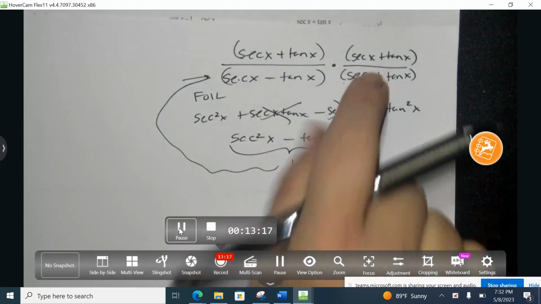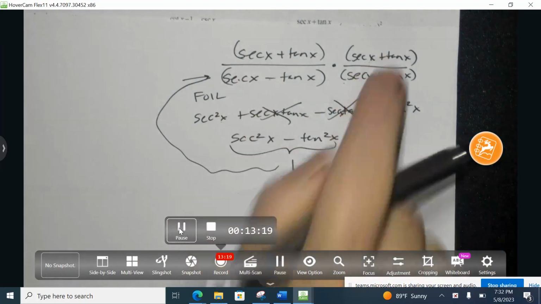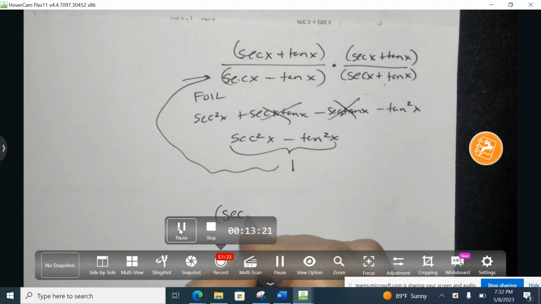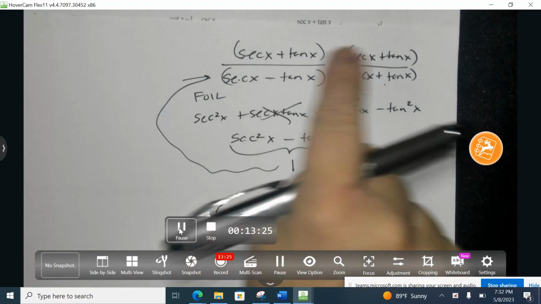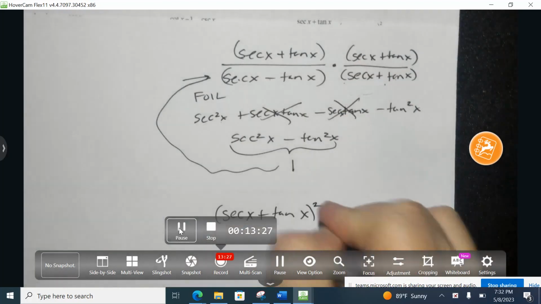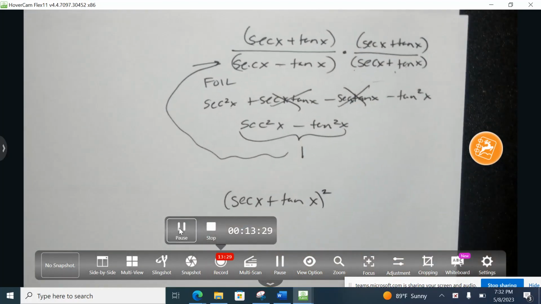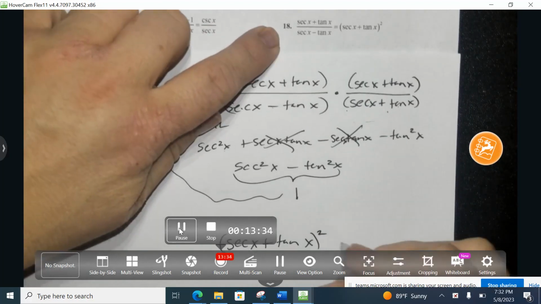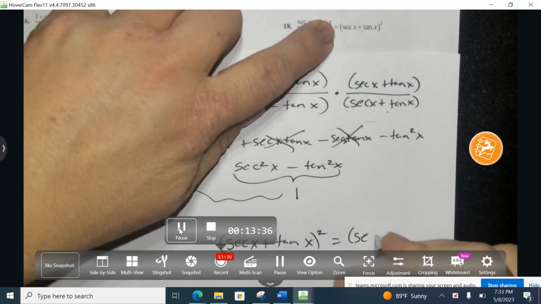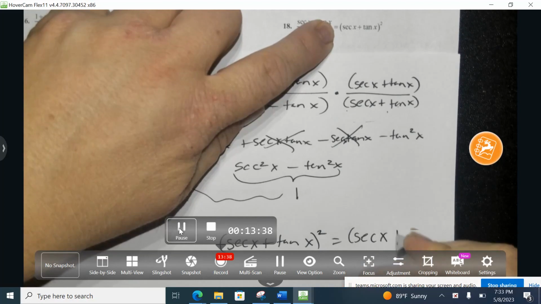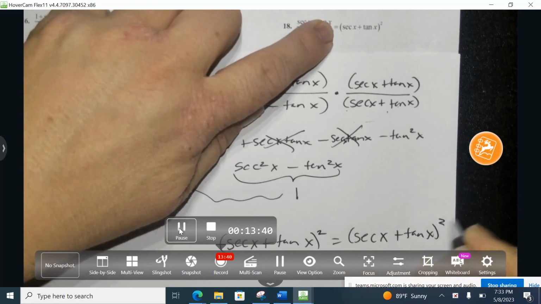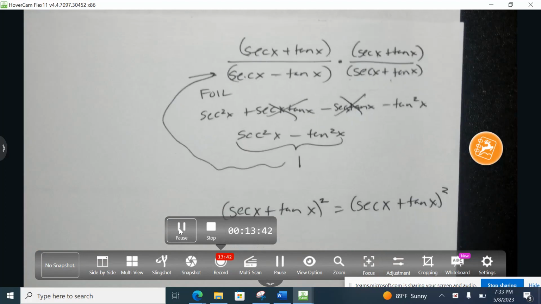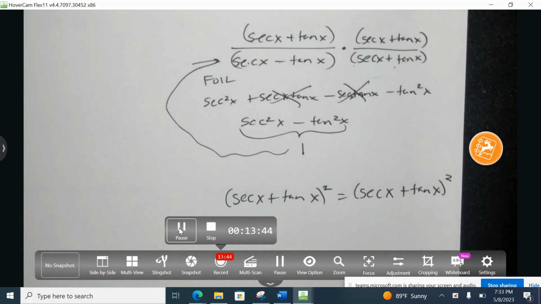Now on the top, I have the exact same thing twice. I have secant of x plus tangent of x. I have this twice, 2 groups of the exact same thing. So I'm able to write secant squared x. And notice that for this problem, number 18, that's exactly what I'm trying to show. I'm trying to verify that I can have the left side equal the right side. They are, in fact, the exact same thing. Okay, here we go.